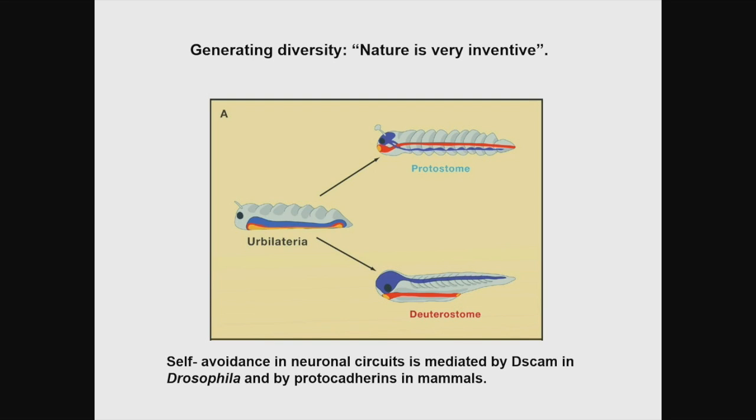But like Werner Arber says, nature is very inventive. So I don't want to leave you with the impression that here we have a mega genome in which we're just throwing away genes. It turns out that we have ways of using the same gene for completely different functions. And this is the case of self-avoidance in neuronal circuits, which is mediated by a protein called DSCAM in Drosophila and by protocadherins, a completely different protein, in the mammals.